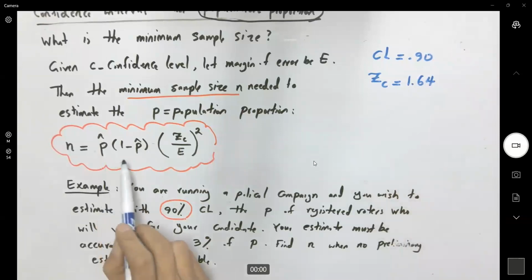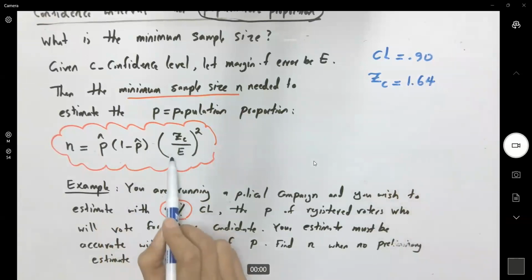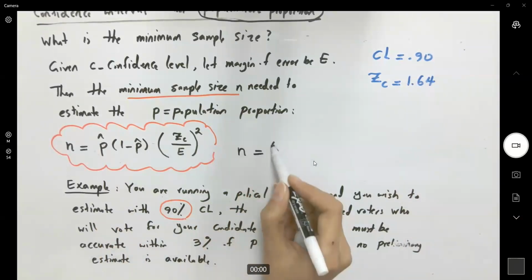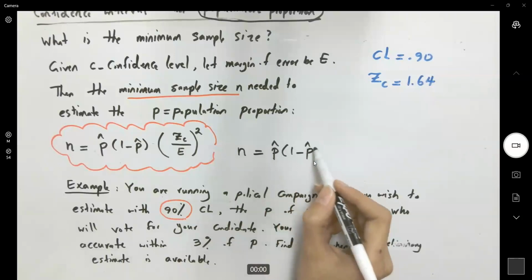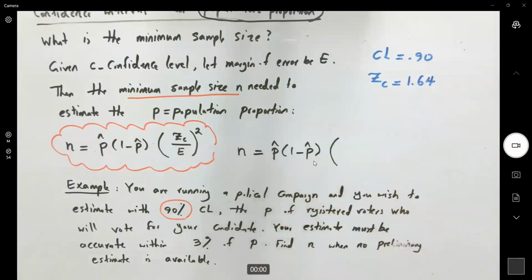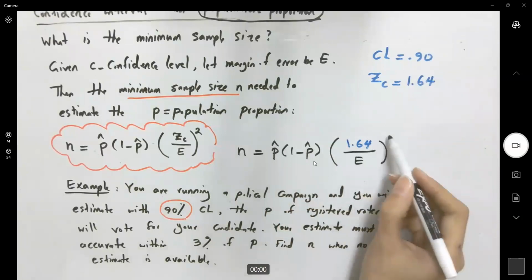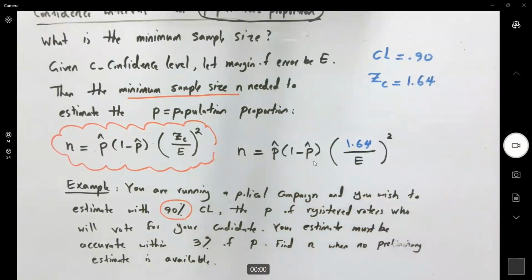I need p hat, I need 1 minus p hat, I need zc, I need e. I already found zc. So my n so far is, I don't know what p hat is. I don't know 1 minus p hat. I only know zc, which is 1.64. So let us enter that. 1.64. And then I don't know what goes in my denominator. What is the margin of error? We need to find each one of these step by step, one by one. Okay, let us move on.